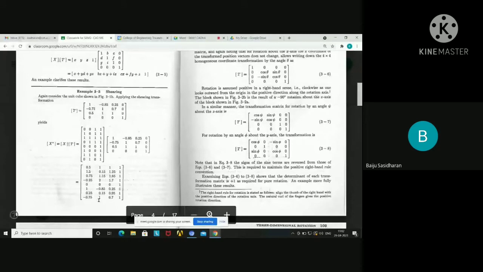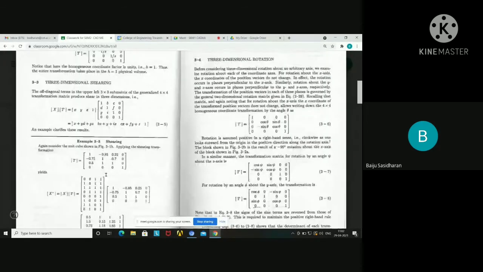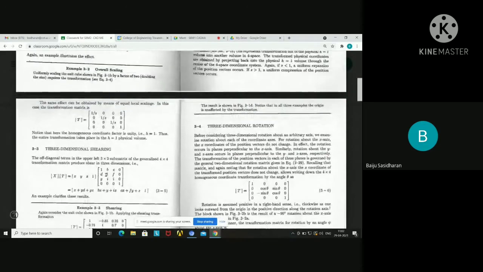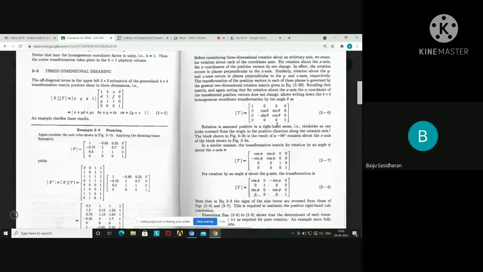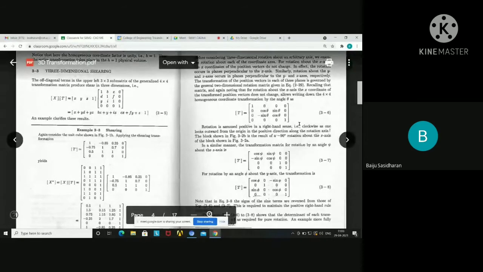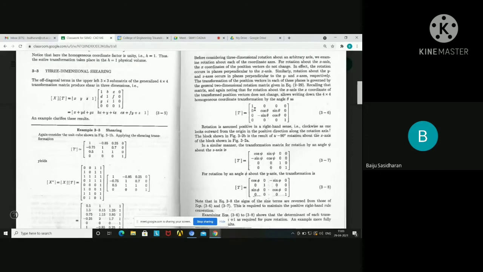And if you are plotting this one, you will get a sheared parallelepiped. Okay, three-dimensional rotation. This is the transformation operator, that is rotation about x-axis. So how will we distinguish that this is rotation about x-axis?